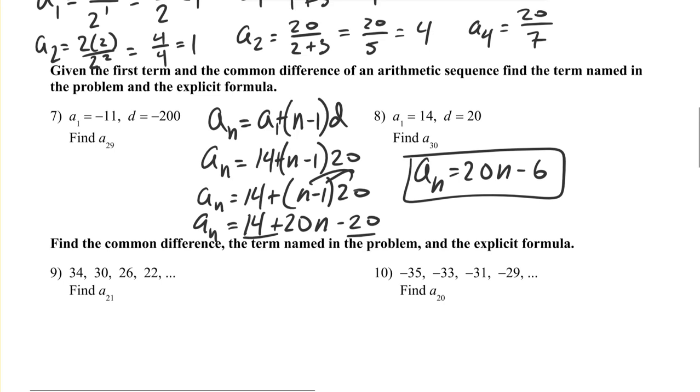So then to find the 30th term, the 30th term would be 20 times 30 minus 6. Well, 20 times 30 is 600 minus 6. So our 30th term is going to be 594.